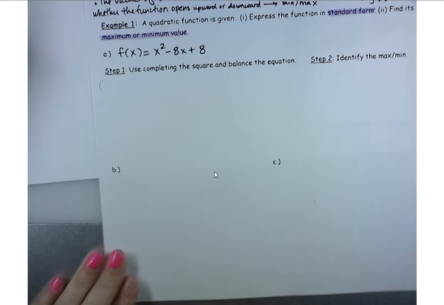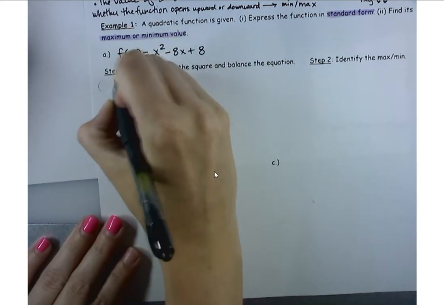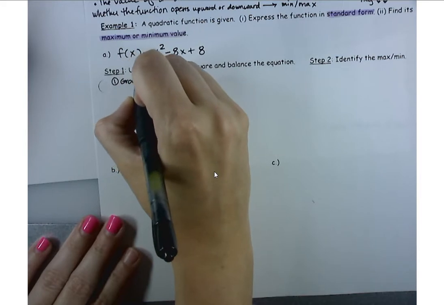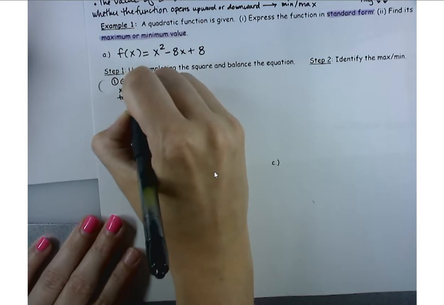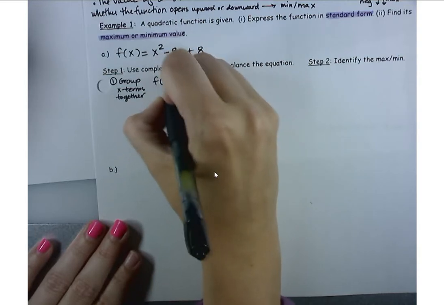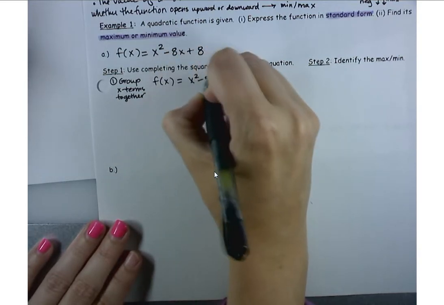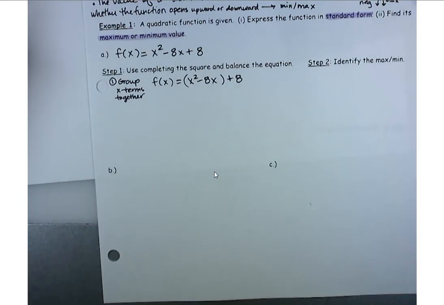Alright, so for this, the first thing that you're going to do is group your x terms together. So underneath this, I'm putting 1, group x terms together. For this, f of x equals x squared minus 8x. I'm going to group those two together, and then I still have plus 8. Because you're writing this with f of x, you don't want to move it over. Do you guys know what usually you put in for f of x if you're trying to solve it? 0. You set it equal to 0 and then you solve.